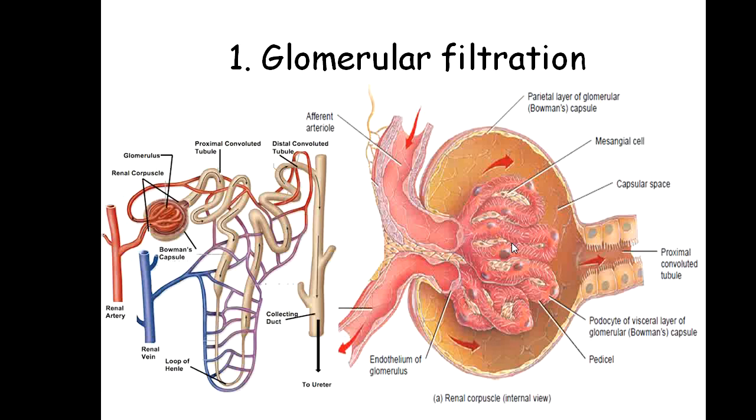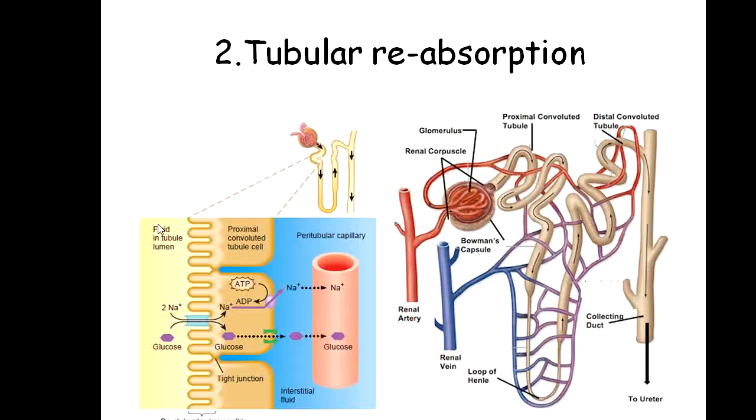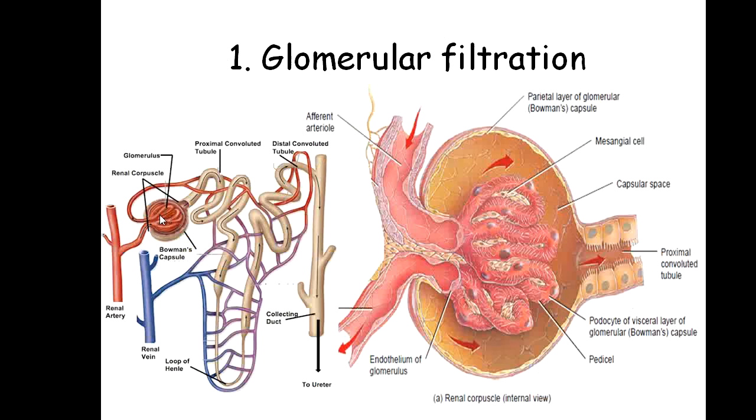But the only difference which you should learn about is that this is the afferent arteriole through which the blood goes into the glomerulus. The diameter of the afferent arteriole is very large. You can see over here that the diameter of the afferent arteriole is very large, while this is the efferent arteriole through which the blood goes out from the glomerulus.